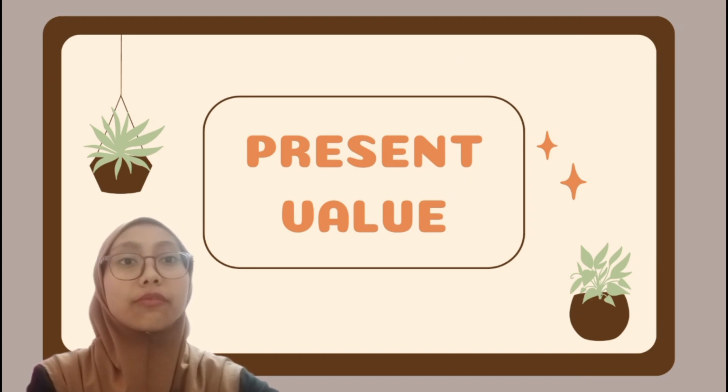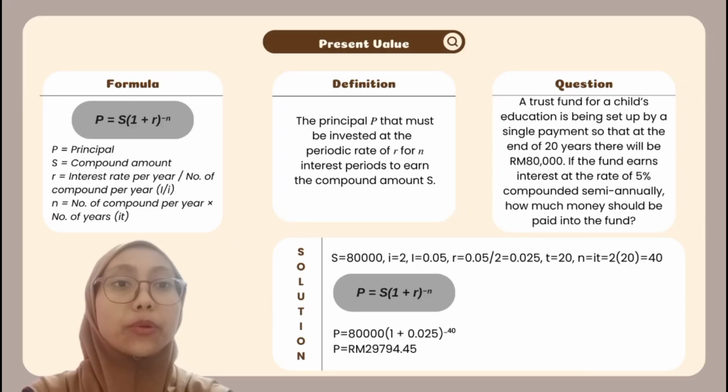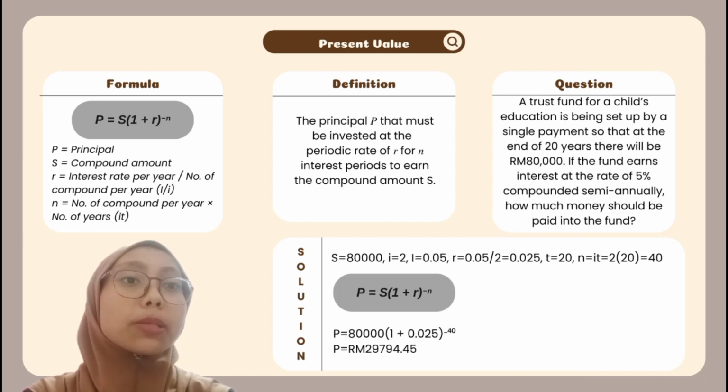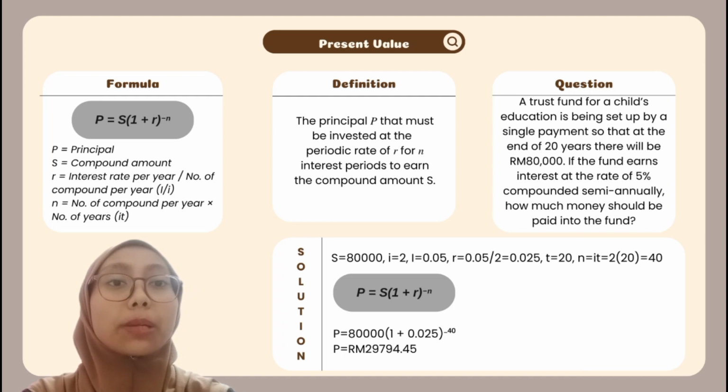So the next subject for Mathematics of Finance is present value. What is the definition of present value? Its definition is the principal P that must be invested at the periodic rate of R for n interest periods to earn the compound amount S. So the formula is P equals S times (1 + R) to the power of negative n. P is the principal, S is the compound amount, R is the interest rate per year divided by the number of compounds per year, meanwhile n is the number of compounds per year times the number of years.